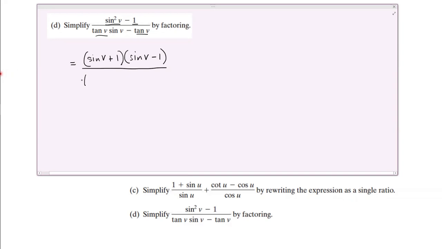Factoring out the tangent, we get a tangent of v times sine of v minus 1. Okay, now I've got a common factor on the top and bottom of sine v minus 1. So this would be sine v plus 1 over tangent of v. And we really can't do anything with it past that.